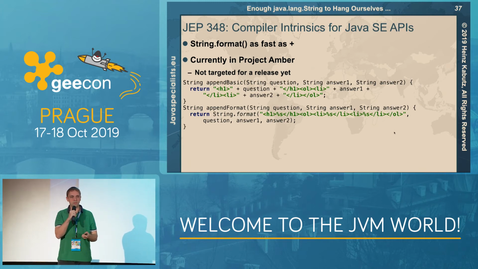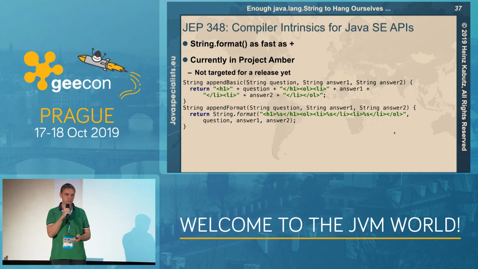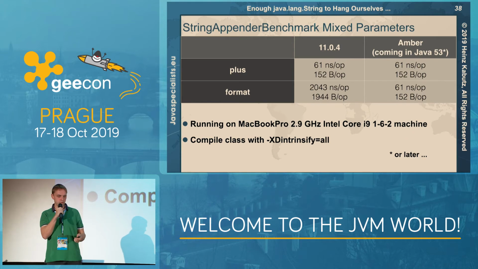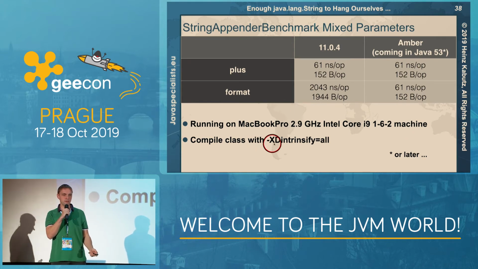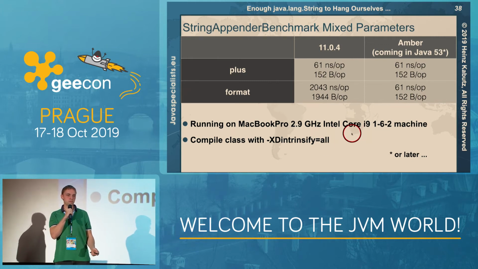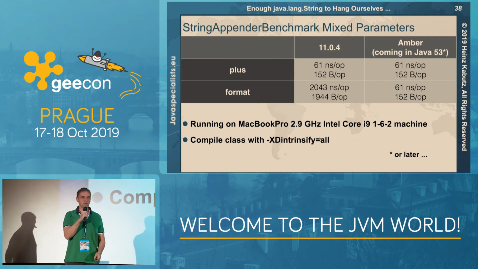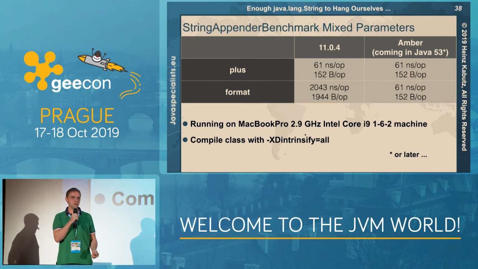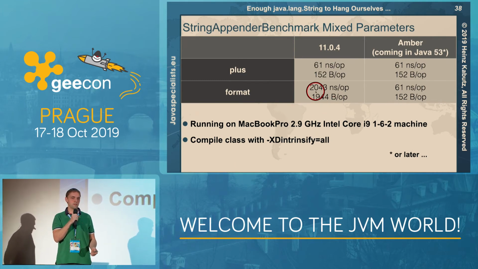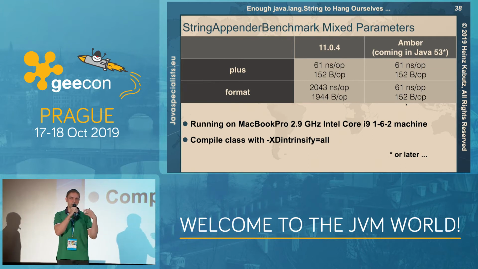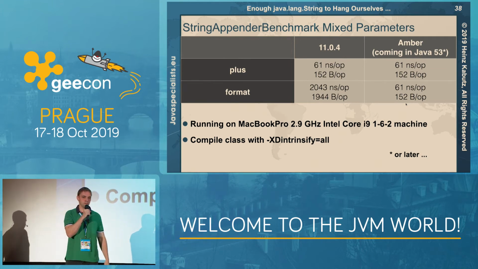Well, if you take the Project Amber master branch, and then when you compile, you run with a specific flag, in this particular case -XDintrinsify=all, it will enable this optimization that will intrinsify, replace with intrinsics, basically use invokedynamic for stuff like string format. And if you see, back in JDK 11, it's 2000 nanoseconds, back in Amber 61 nanoseconds, exactly like plus. Because at the end, it basically uses the same code under the hood.